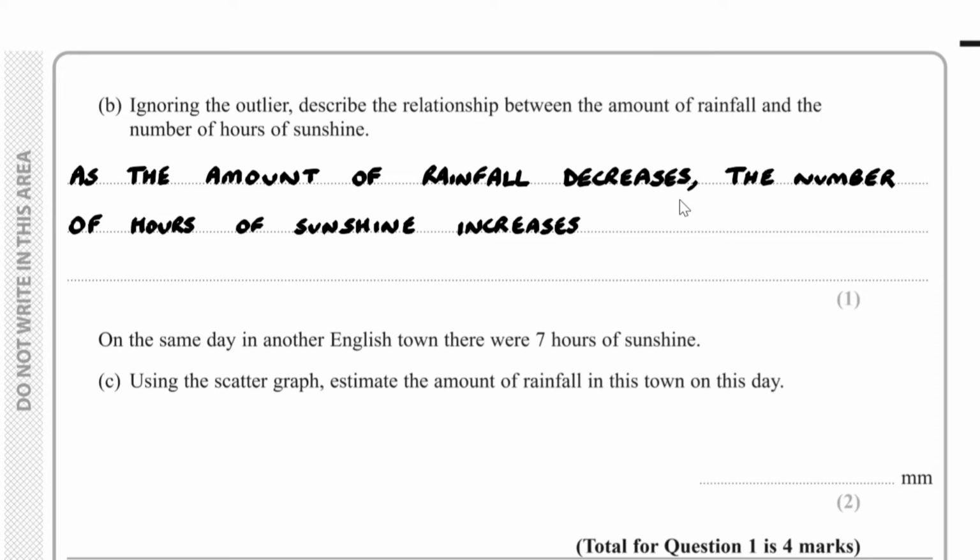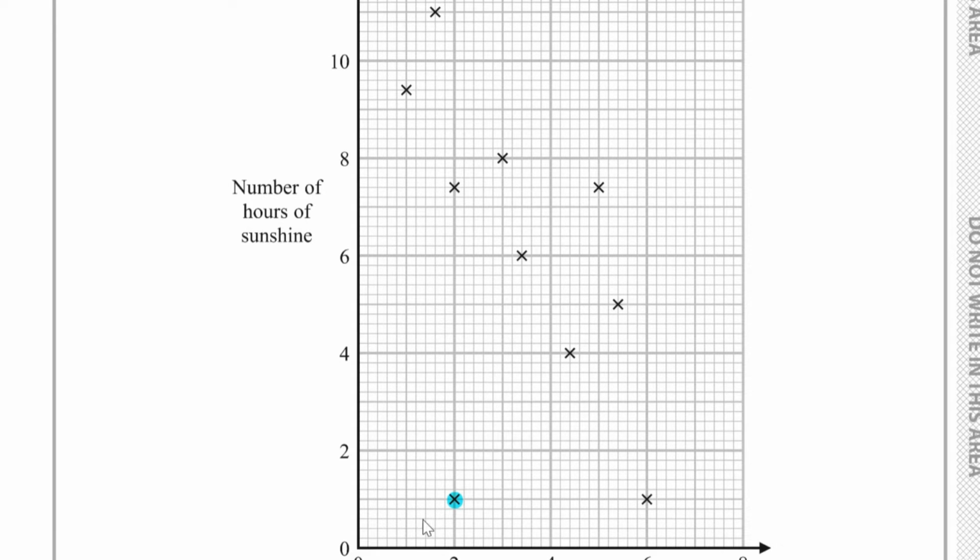As the amount of rainfall decreases, the number of hours of sunshine increases. And you can see that here. The more hours of sunshine we have, the lower the amount of rainfall.